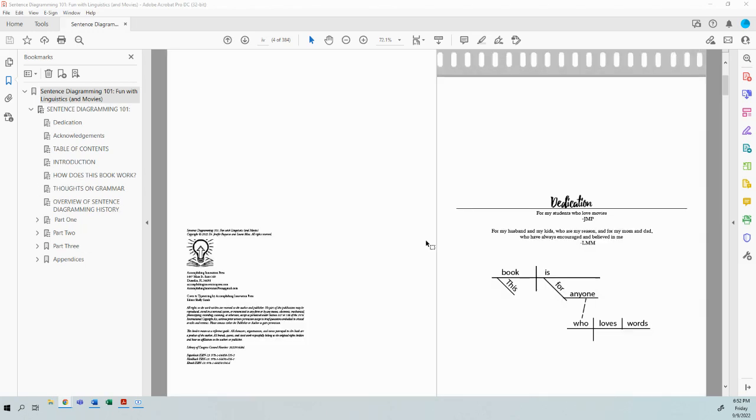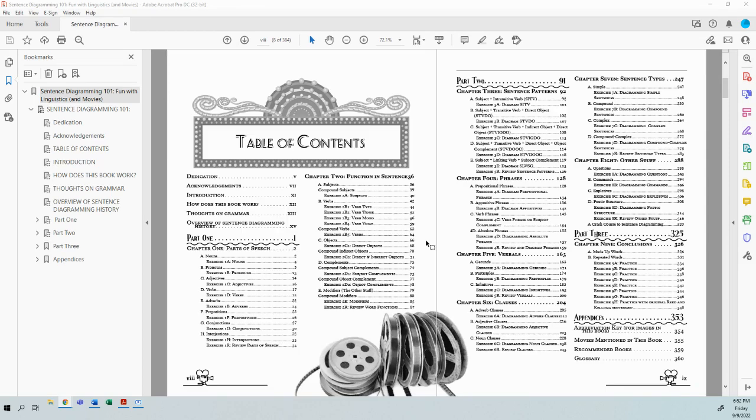If you go in, you've got some dedication and acknowledgement stuff, but this is the page you're really concerned with, right? The table of contents. So you'll see at the very beginning, you've got a little overview of how the book works and what it talks about, some thoughts on grammar in general, and then sentence diagramming history. So a little prep work here.